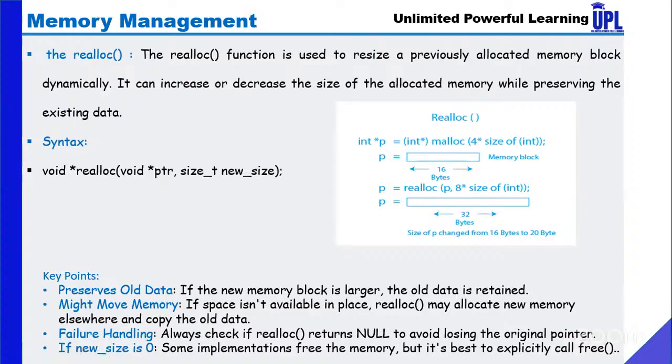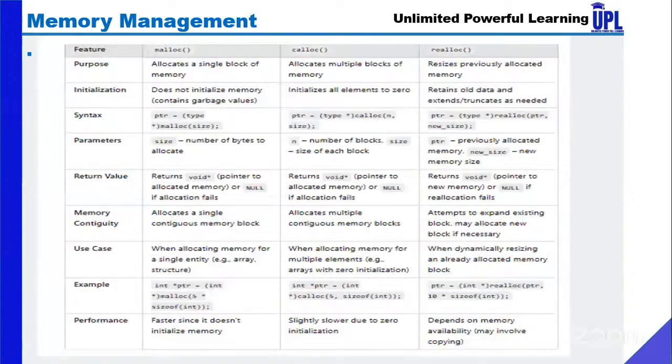So there are malloc, calloc, and realloc, and to free the memory locations we use free. If you look at the difference: malloc allocates a single block of memory, calloc allocates multiple blocks of memory, and realloc resizes the previously allocated memory. Malloc does not initialize memory, whereas in calloc all the elements are initialized to 0. Realloc retains the old data. Here, pointer type malloc takes size, calloc takes number of blocks and size, and realloc takes a pointer to the old block and the new size. So this is the difference between these.